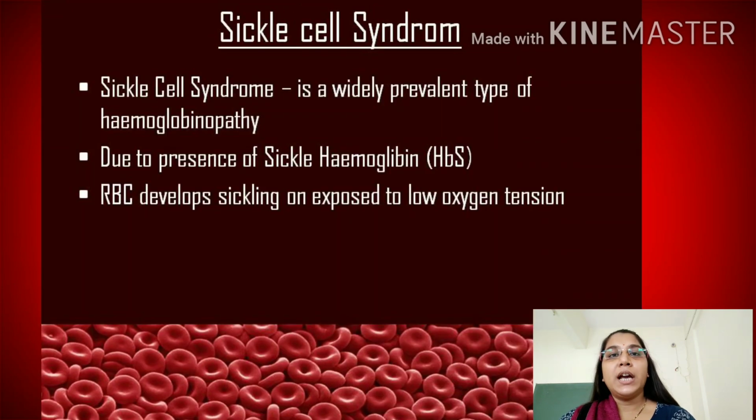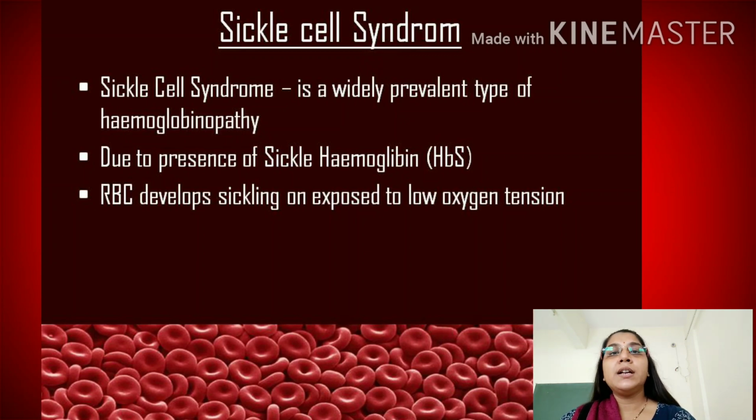Now, sickle cell anemia is actually a part of sickle cell syndrome. Sickle cell syndrome is also known as sickle cell disease. Sickle cell anemia is a part or type of it. Sickle cell syndrome is widely prevalent in diseases that involve hemoglobinopathy. Hemoglobinopathy means there is defective production or abnormal production or abnormal structure of hemoglobin. In this hemoglobinopathy, the sickle cell syndrome is very prevalent.